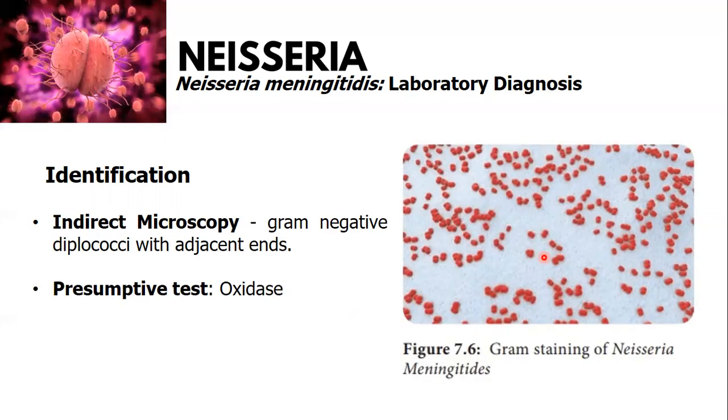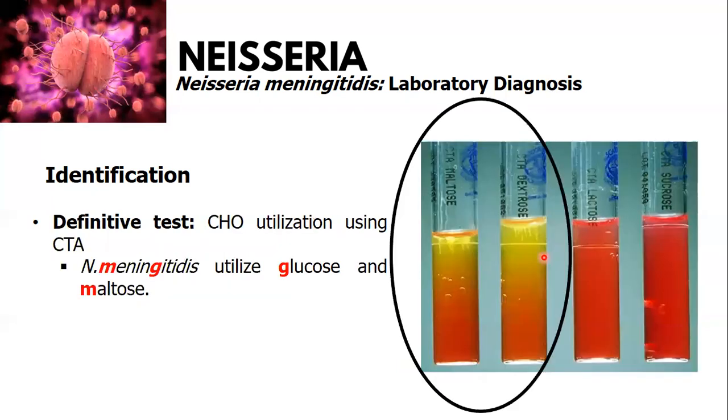So going back to oxidase reaction, if the colony that exhibited gram-negative diplococci with adjacent ends tested positive for oxidase test, then it is indicative of the presence of Neisseria species, but we cannot point out yet because there are many Neisseria species under the genus. So we have to perform the definitive test.